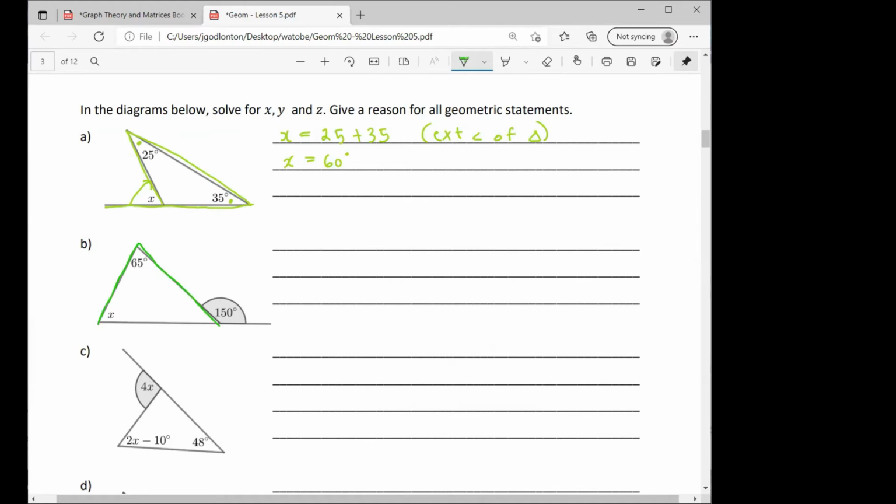For our second one, we're also looking at this triangle with this exterior angle. But now our unknown is on the inside. So we're going to say 150 is equal to x plus 65. And again, our reason here is exterior angle of the triangle. I'm going to move that 65 over. So 150 minus 65 is equal to x, which means x is equal to 85 degrees. So those of you who've gotten those first two right, well done.